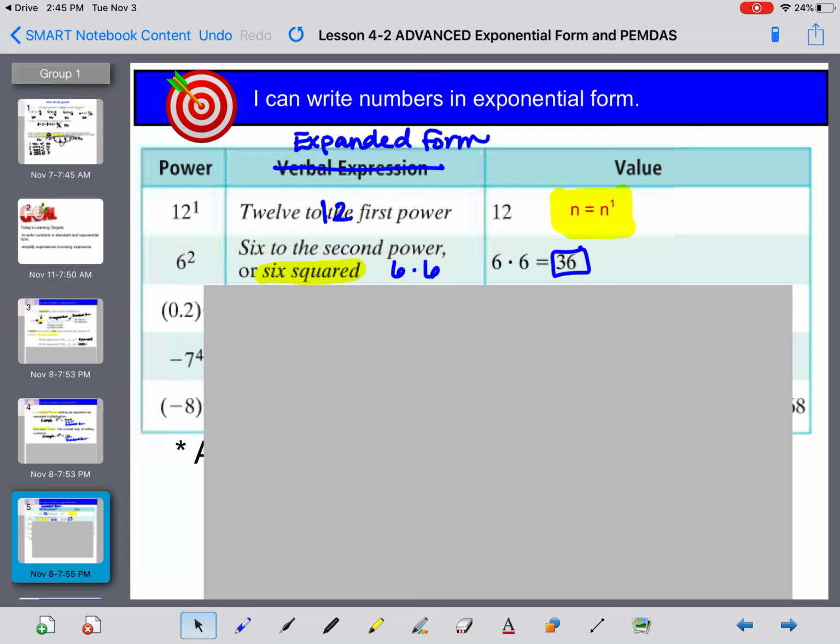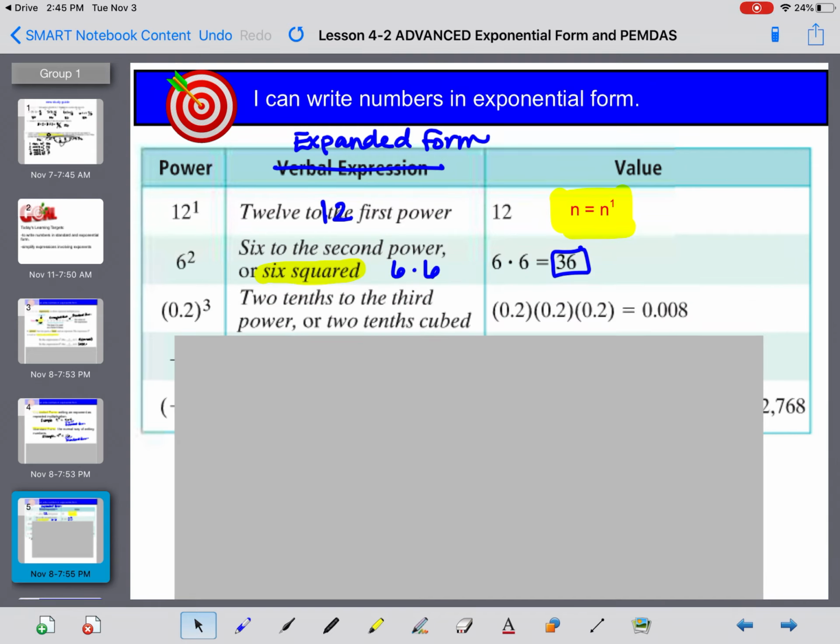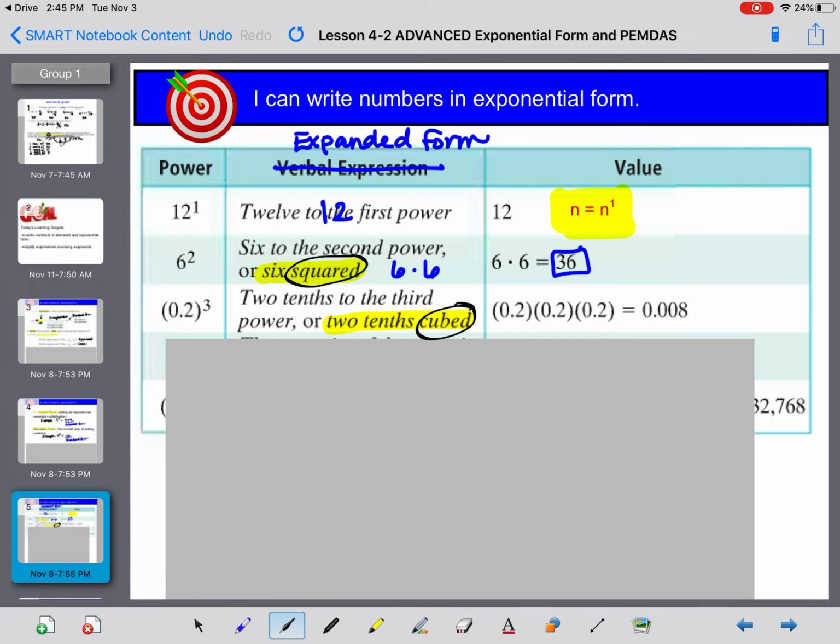Now, exponents are not limited to whole numbers. Decimals also can be used in exponential form. So this is 2/10 to the 3rd power, which is the same as saying 2/10 cubed. Make sure that you write those two down. It's pretty important that you know that to the 2nd power is squared and to the 3rd power is cubed. So this is my expanded form right here, and this is standard form.